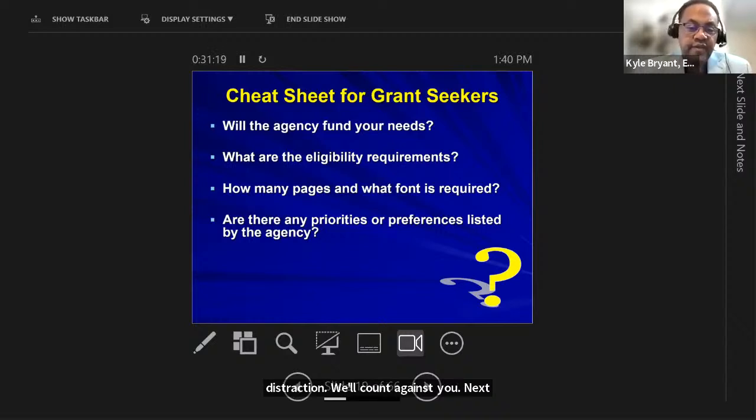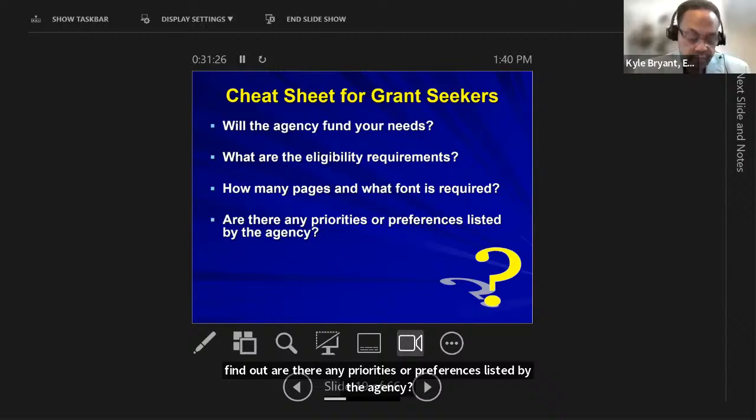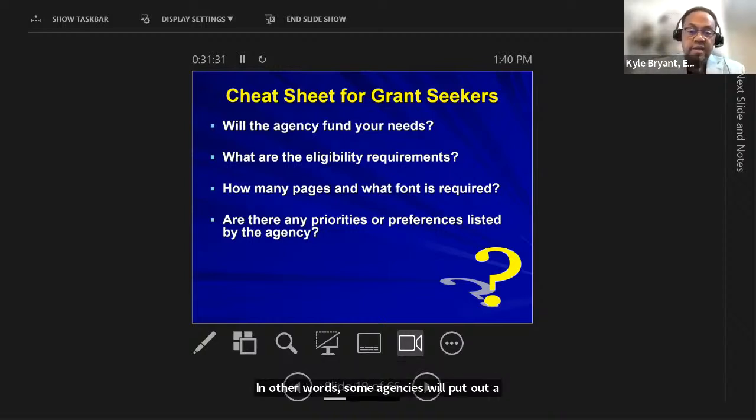Next, you want to find out, are there any priorities or preferences listed by the agency? In other words, some agencies will put out a solicitation for a grant and they'll say that, this particular line of funding and this particular grant is targeted for at-risk communities, or minority communities that are located near hazardous waste sites, or communities within the state of Georgia. They will speak to certain priorities if they have funds that are allocated for a specific target group, or proposals for addressing the elderly homeless population within the Southeast. So make sure you speak to those priorities in your proposal.